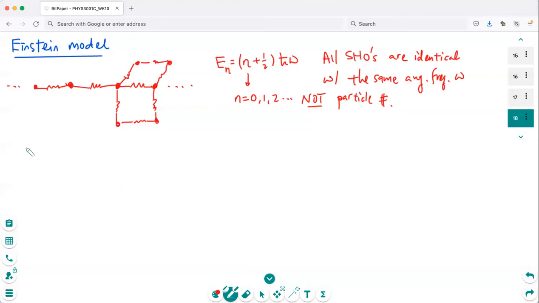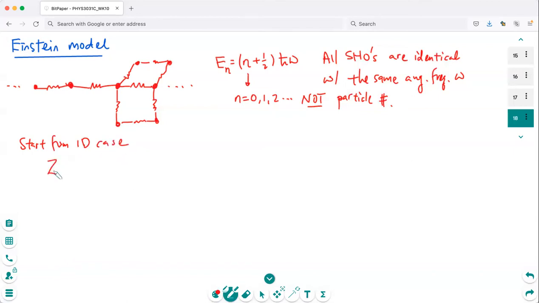This is a 3D problem, but it's very symmetric. So I will start from the 1D case, and once we understand the 1D case, we'll be able to very quickly write down the solution for the 3-dimensional case. So 1D case means I'm going to look at only one chain, such that this atom can only vibrate along one of the directions. So if we start from 1D, we will see what happened.